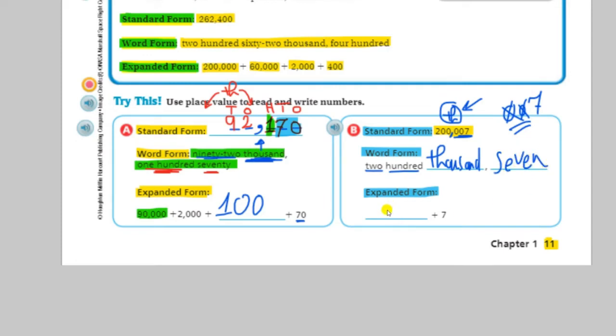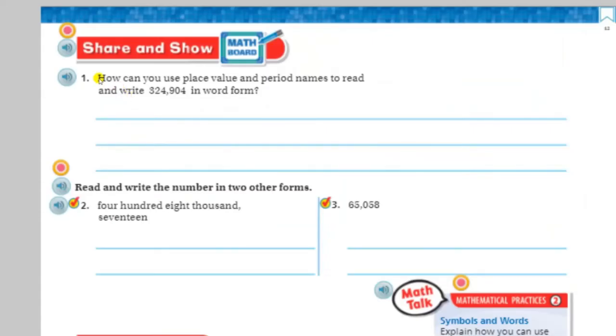Okay, the next one. We have here expanded form. So we are going to write the value of each digit inside this number. So we have 2. And how many digits to the right of 2? 1, 2, 3, 4, 5. So we have here 5 zeros. Replace it with 5 zeros. So it will be 200,000. Okay, let's move to the next page. We have here this question.